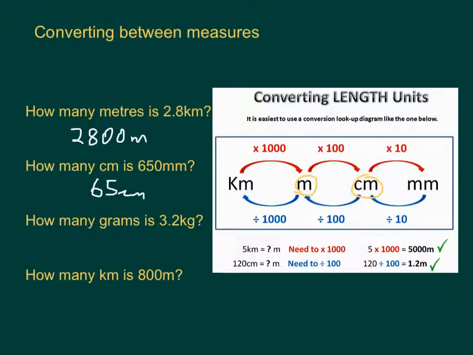Then, how many grams is 3.2 kilograms? I know 1,000 grams in a kilogram, so 3,200 grams. And then, finally, how many kilometres is 800 metres? Well, I know 1 kilometre is 1,000 metres, so it must be less than 1. 0.8 when I've divided 800 by 1,000.